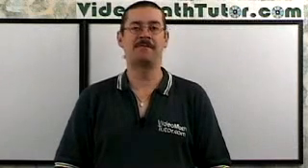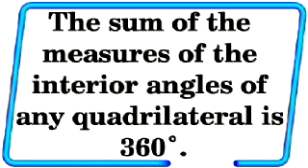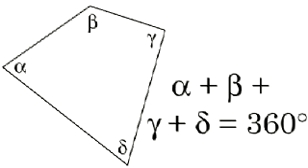And here's our last bit of information we need to know about quadrilaterals. The sum of the measures of the interior angles of any quadrilateral is 360 degrees. Here's a generic quadrilateral. I'm going to define my interior angles as alpha, beta, gamma, and delta. When you add them all up, you will always get 360 degrees.